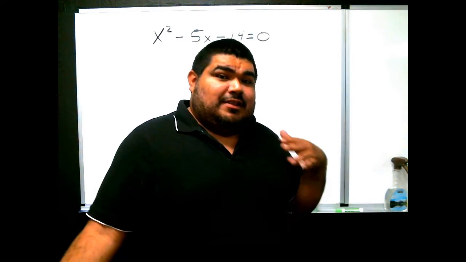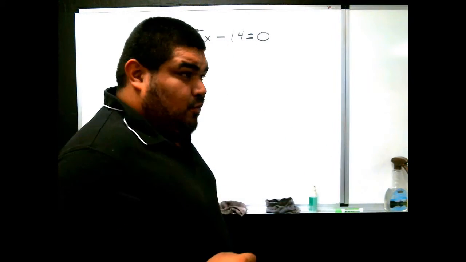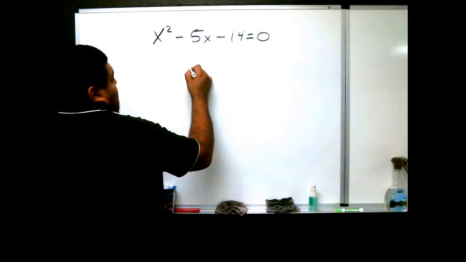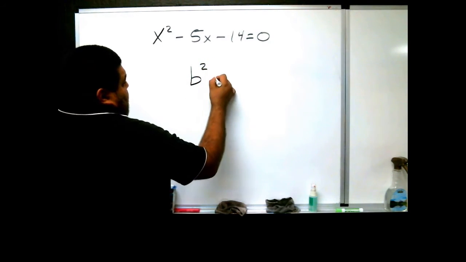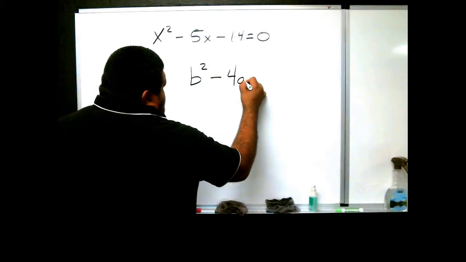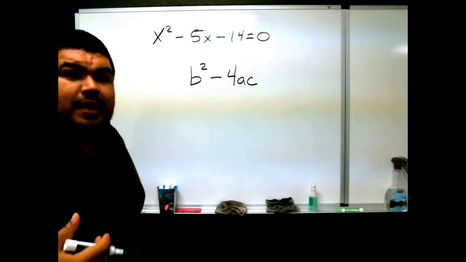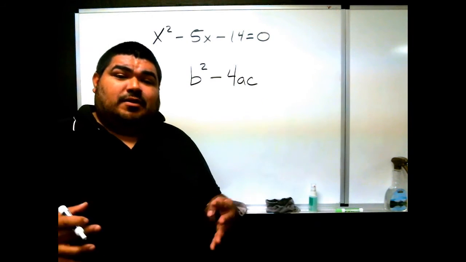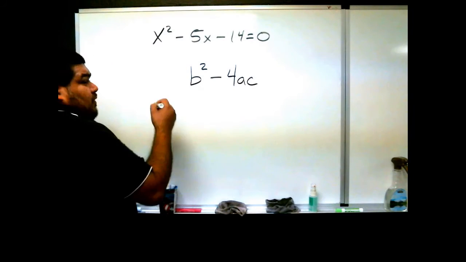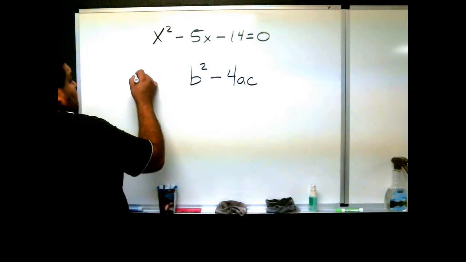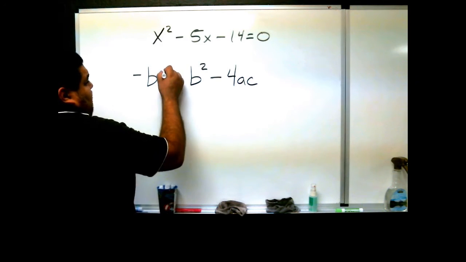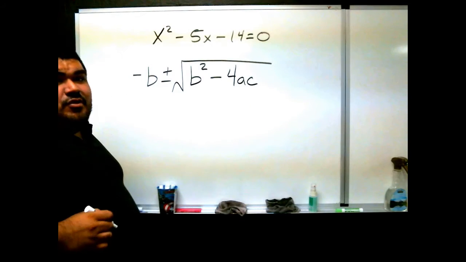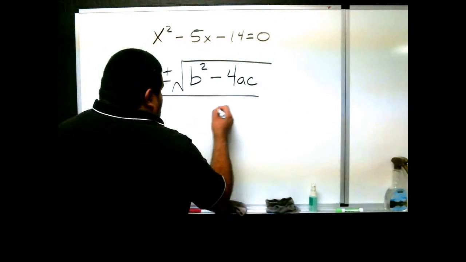So if you guys remember, last class we covered the discriminant formula, which was b squared minus 4ac. That was the discriminant formula we used last class. Today we're actually going to put it all together. Today we're actually going to cover the rest, which if you guys remember, the rest of the formula is negative b plus or minus radical of the discriminant over 2a.